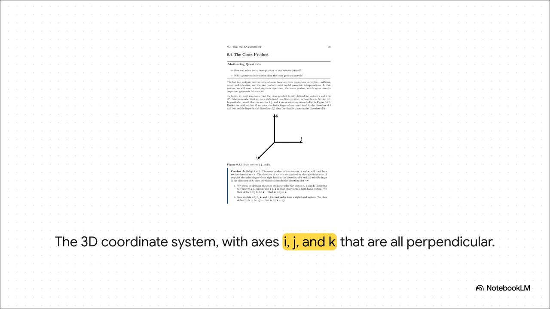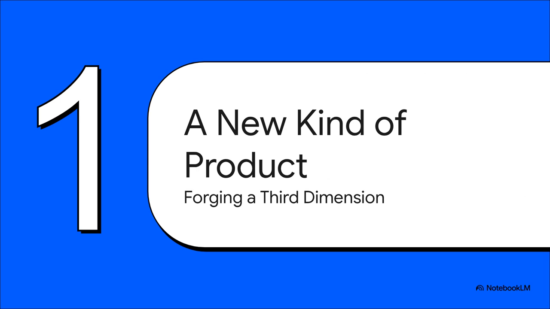Okay, so to even think about this, we have to get our bearings in a three-dimensional world. And we define that world with three standard vectors, i, j, and k. You can think of them as the x, y, and z axes. Each one is already perpendicular to the others, and they form this fundamental skeleton of 3D space. This is our starting point. So how do we tackle our puzzle?